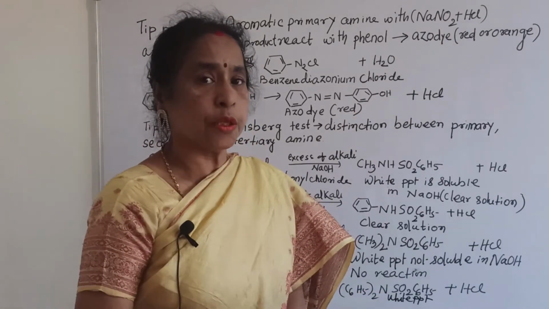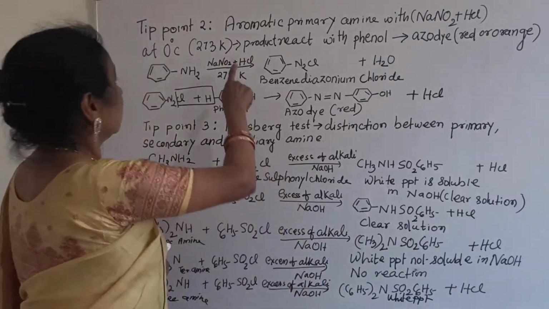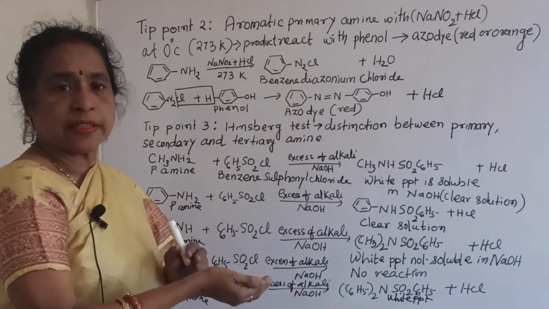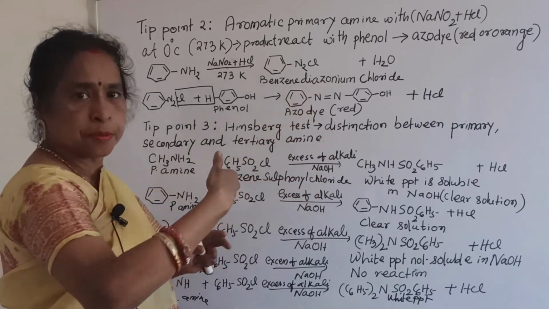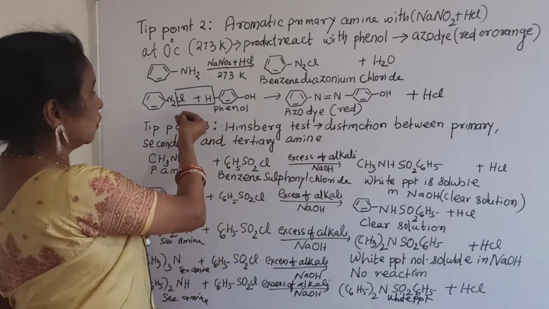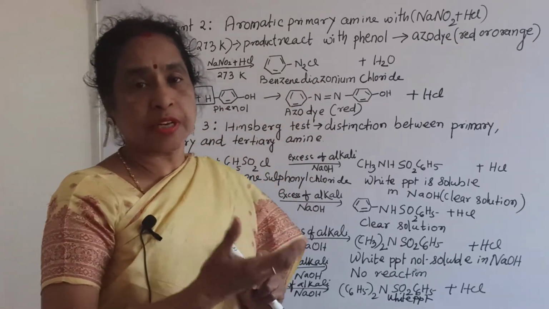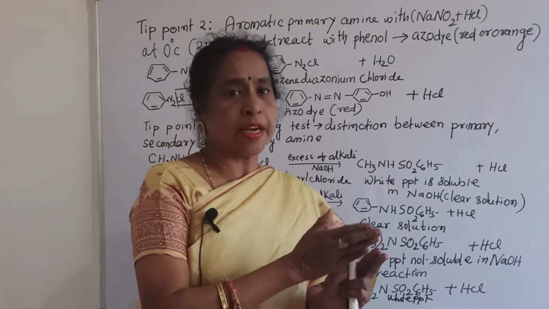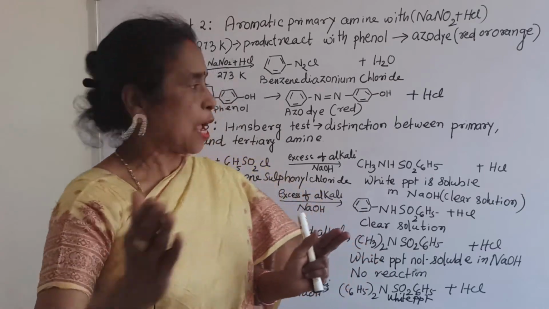I hope it is clear to you. Again, see, aromatic primary amine reacts with nitrous acid, and after that what is the product? Benzene diazonium chloride, and this one when reacted with phenol gives an azo dye, that color is red. That is very important. How can we distinguish between primary aromatic amine and other amines?